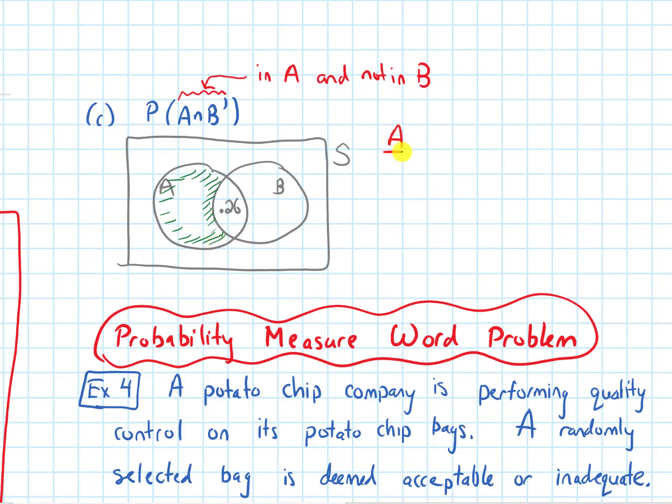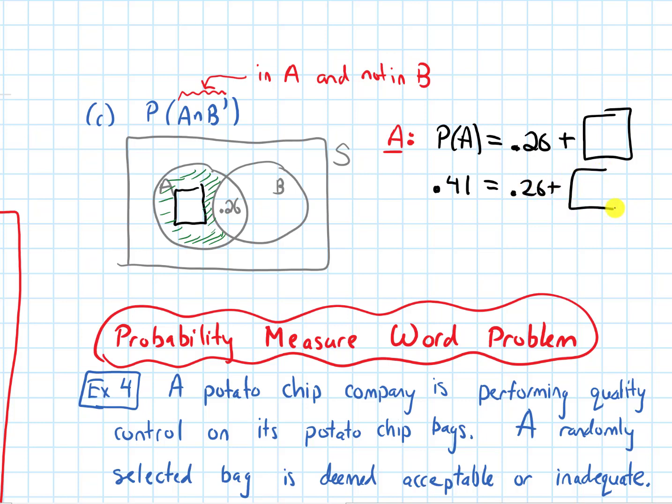We are going to focus on the circle A. Focusing on that circle, the probability of A should be equal to 0.26 plus whatever value goes here. So I'll put a box there. The problem told me the probability of A was 0.41. So 0.41 equals 0.26 plus this missing number. If I do a little subtraction, I get that this is 0.15. And that goes here, and that is my answer. That is the probability of A intersected with B complement. It is 0.15.